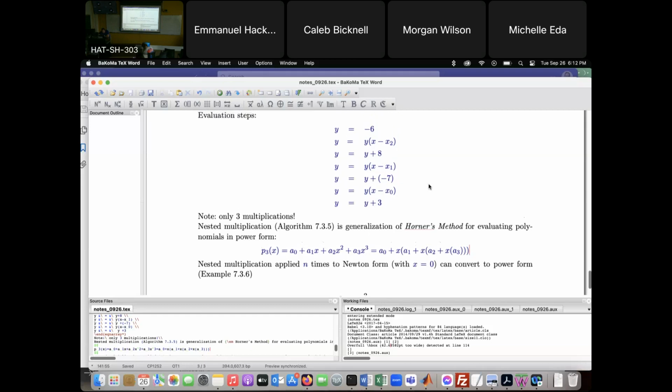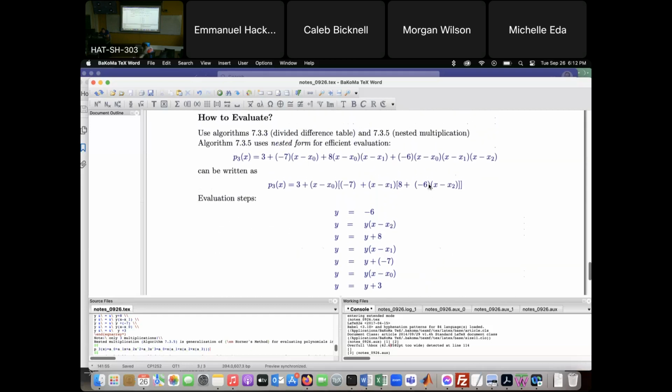For a polynomial in Newton form, the idea is similar. It's just that now each of your x's is shifted by one of the x values of your interpolation points. So that's why it requires more additions, but the number of multiplications is the same.